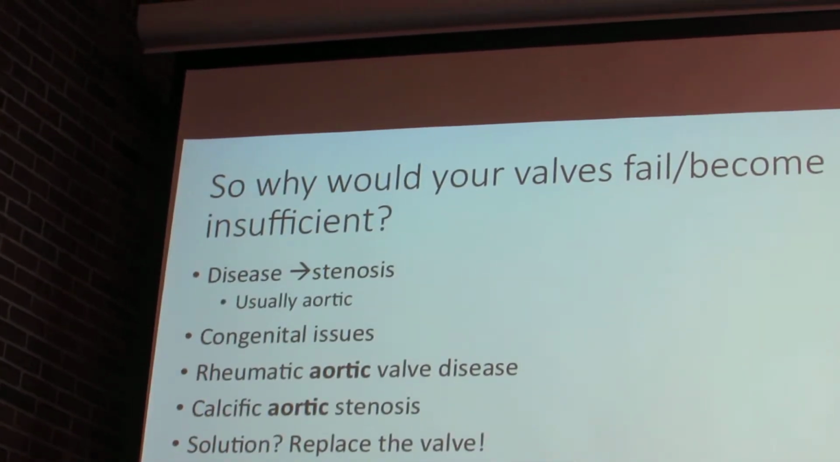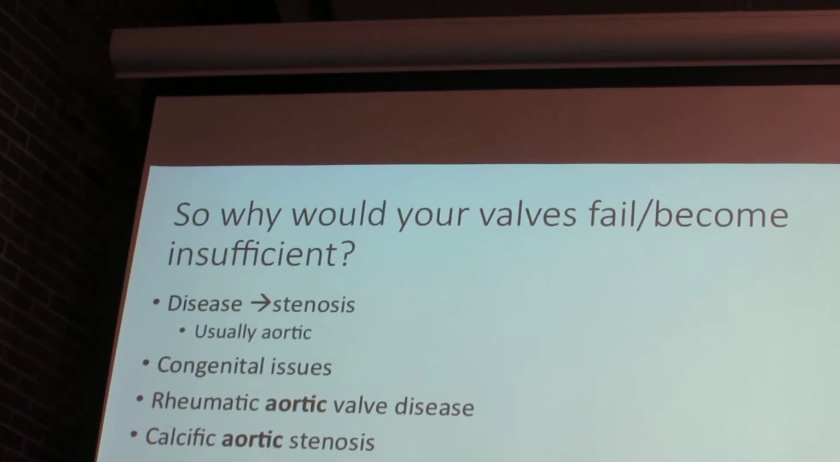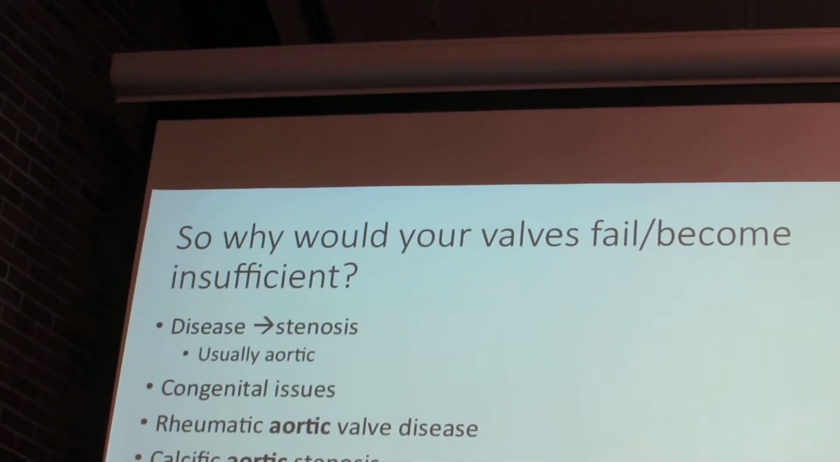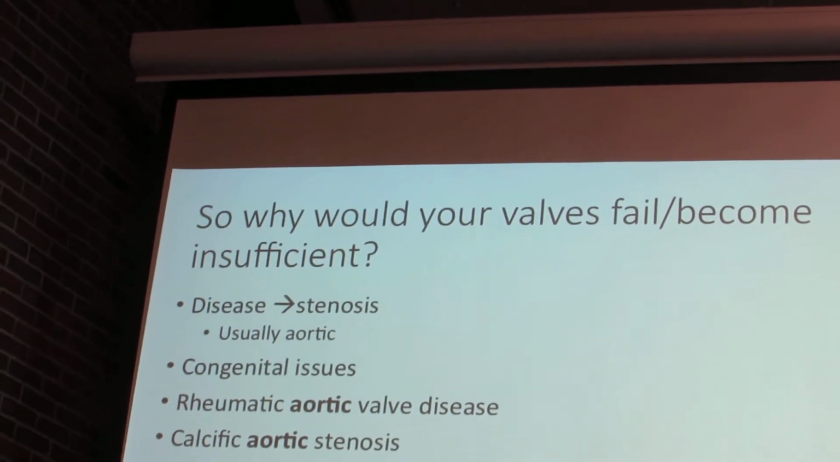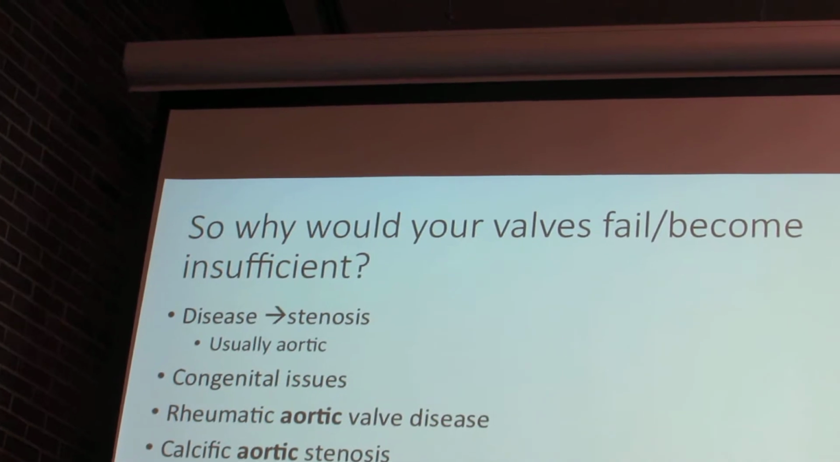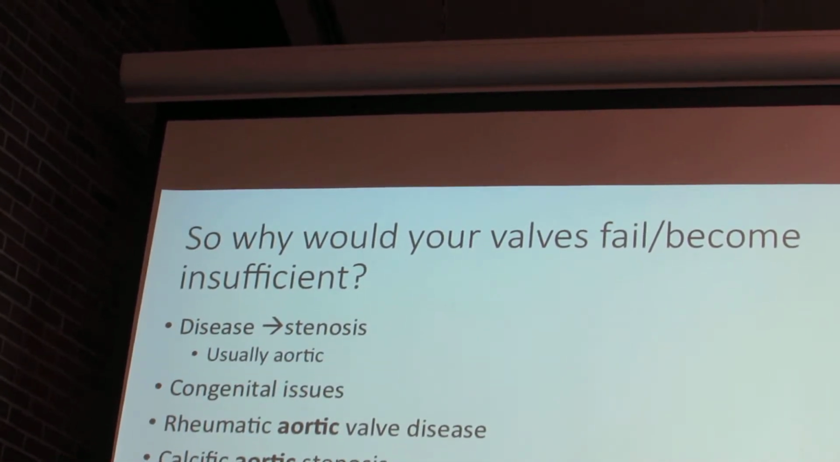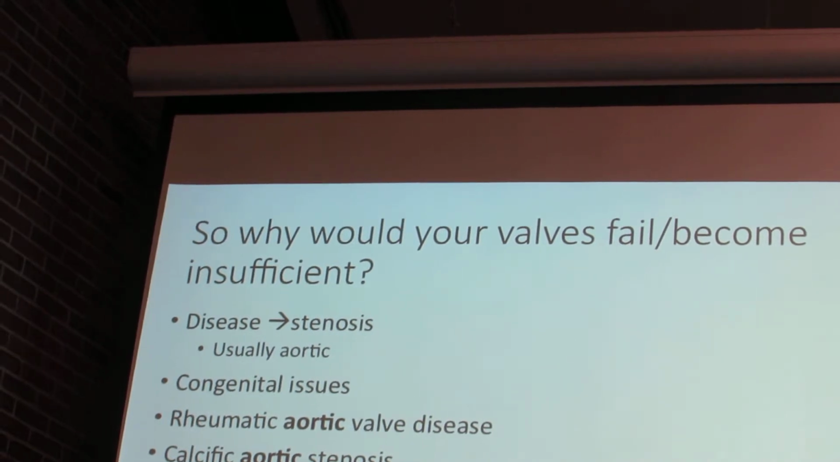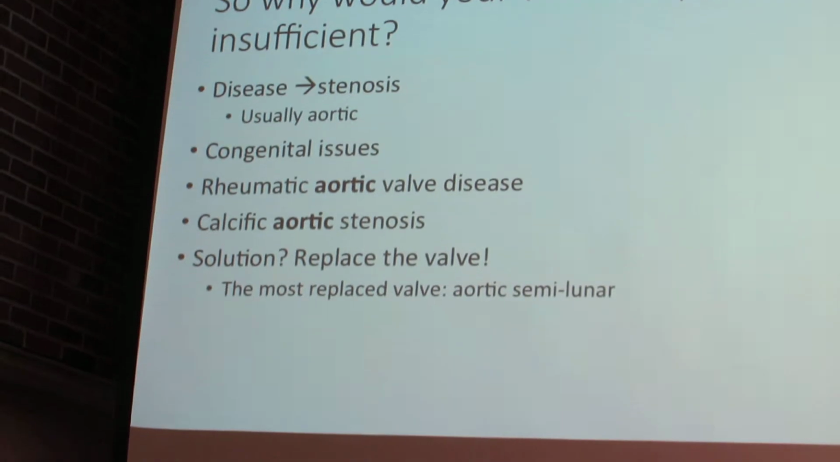So, why does this happen? Why would all of a sudden your valves just stop working? Disease can lead to stenosis, and we all know what stenosis is. It's the hardening, the stiffening of things, usually aortic. Why does this matter? Well, your valves are flexible, right? They're just tissue, so they work like this. They open all the way and they close all the way, right? So if something is stenotic or hardened, it's not flexible.